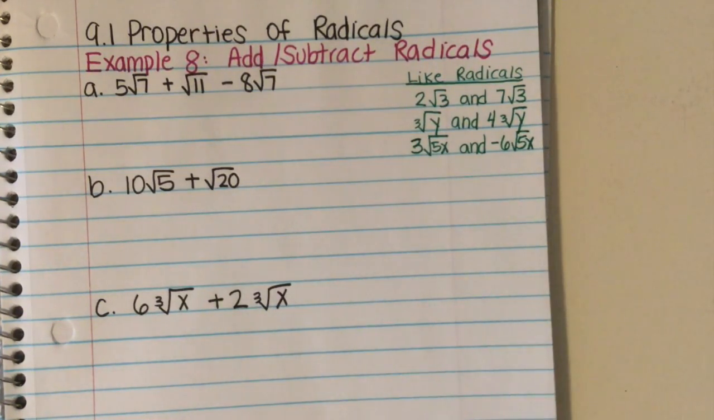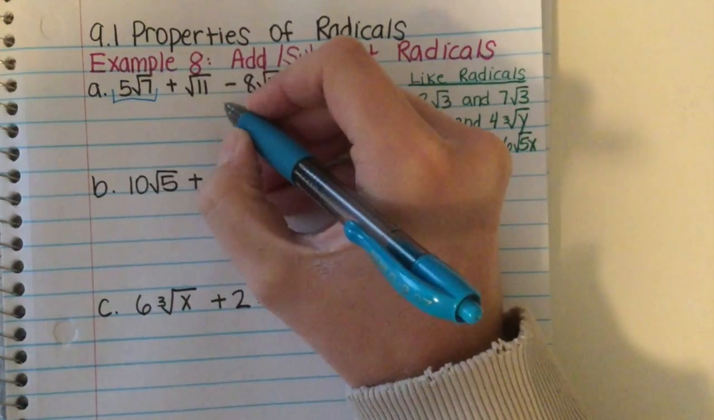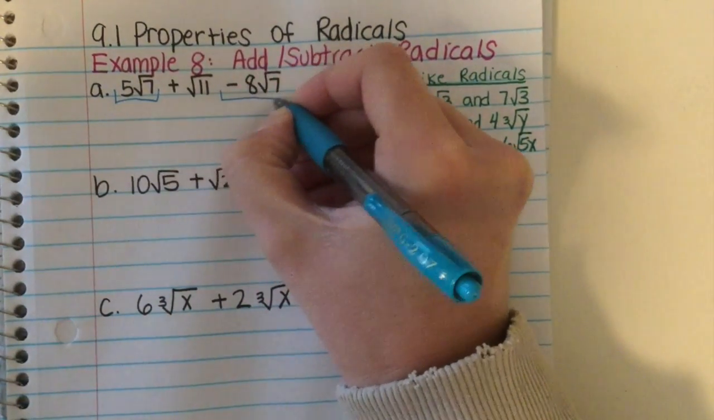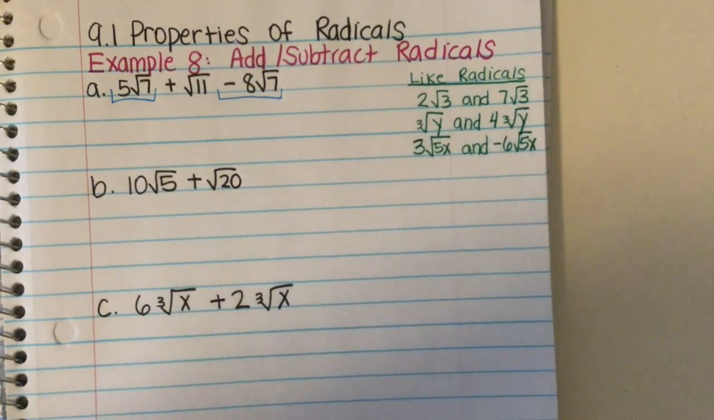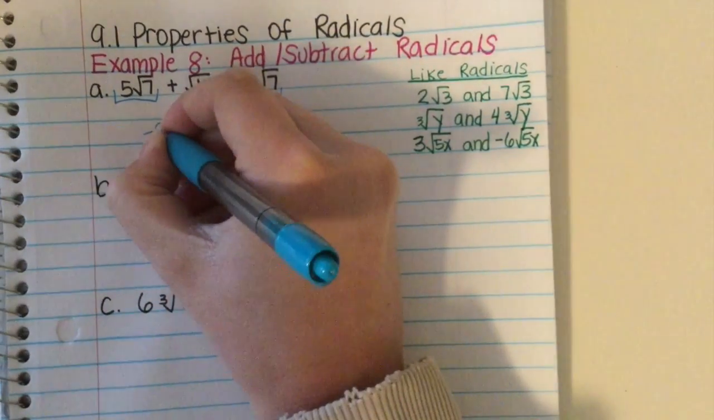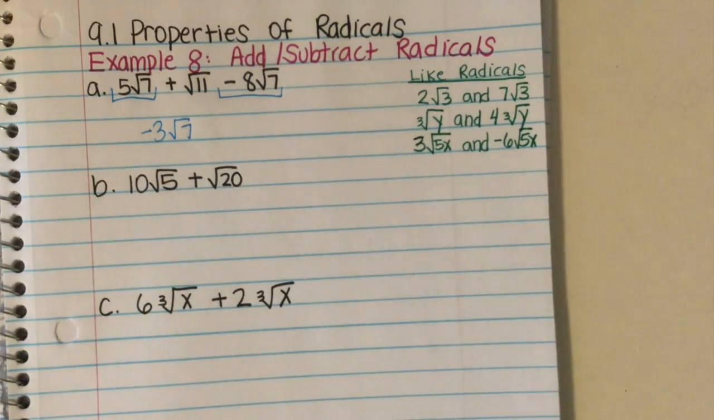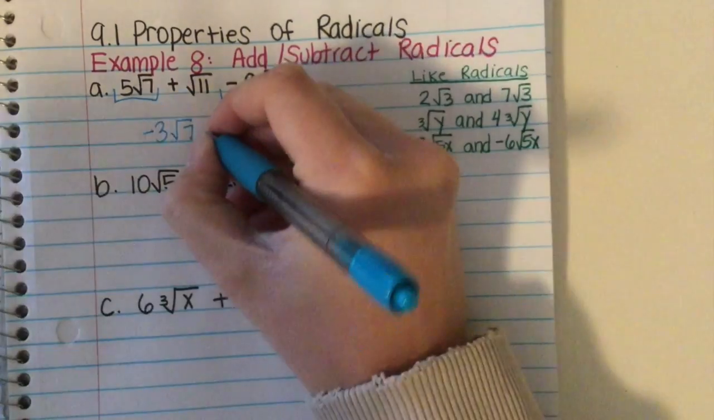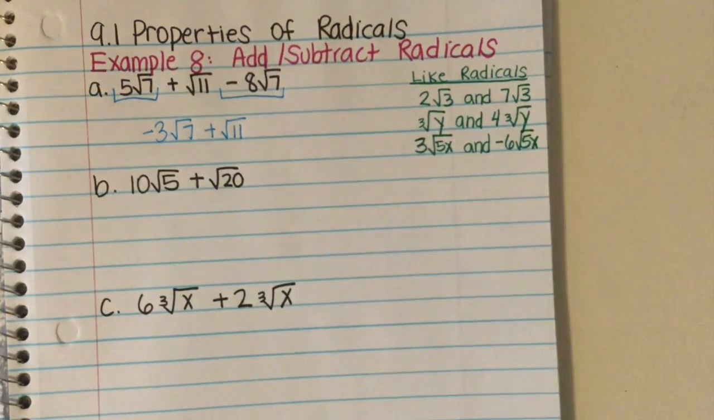So in letter A, I can see that I am able to combine 5 square root 7 and negative 8 square root 7, or 5 minus 8. So I'm going to go ahead and do that math, and I get negative 3 multiplied by the square root of 7. And then the square root of 11 has nothing to combine with, so I will just leave that at the end by adding the square root of 11. And that is my final answer.